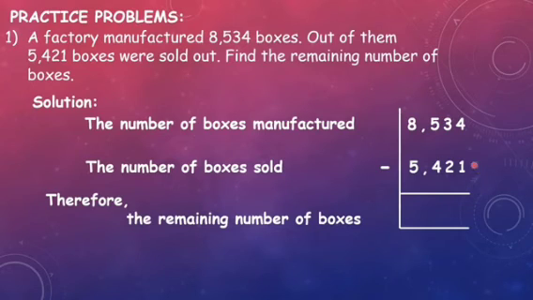Now here 4 minus 1 is 3. Then 3 minus 2 is 1. 5 minus 4 is 1. 8 minus 5 is 3. So the remaining number of boxes is 3,113. I hope all of you understood, children. We'll work out a few more problems for better understanding.